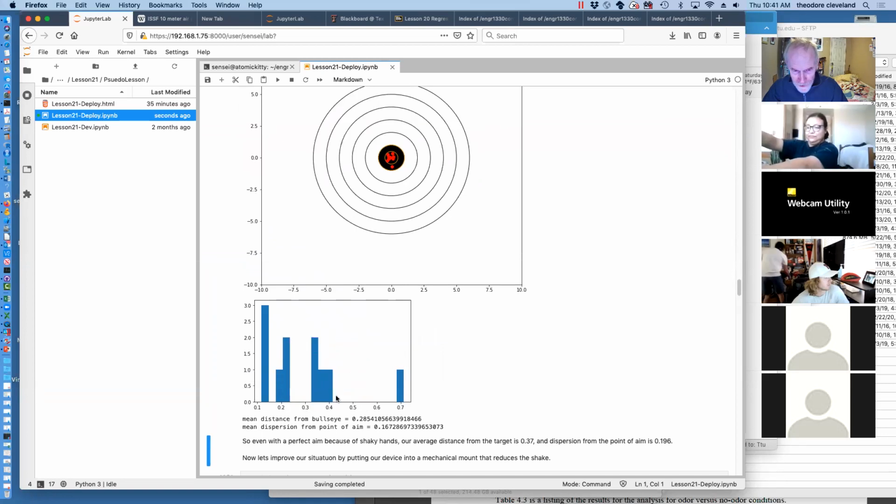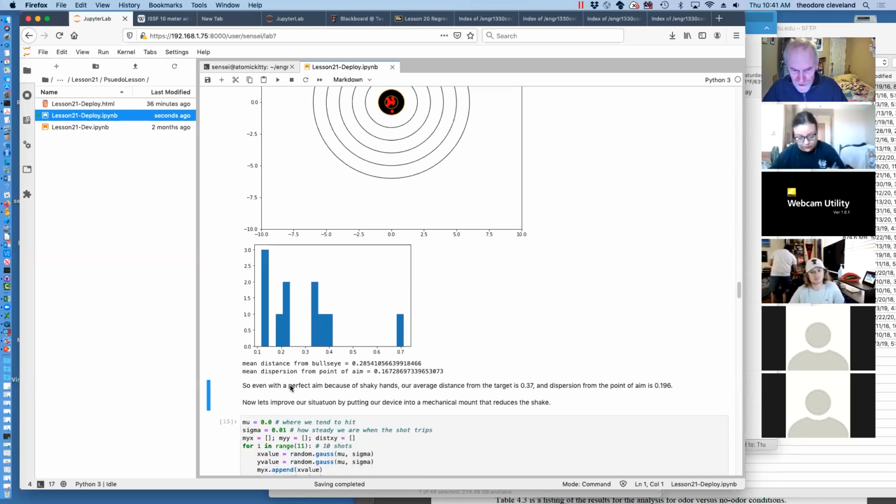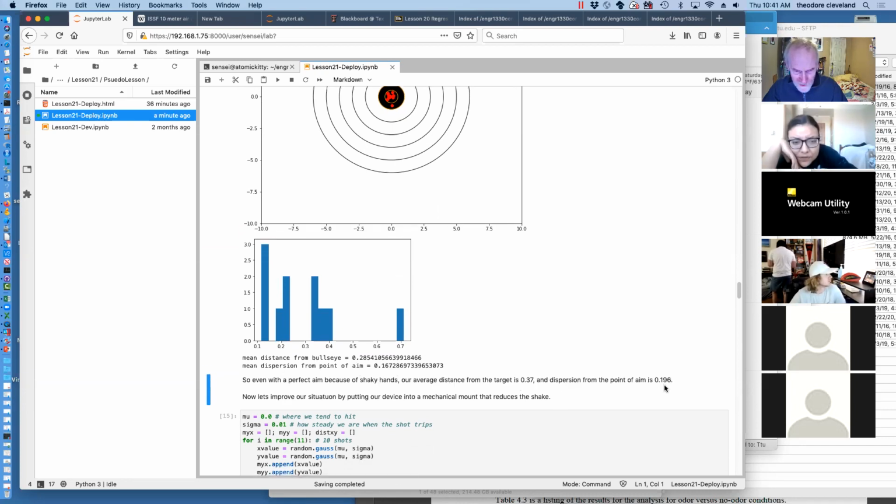And if we look at our residual histogram, most of our residuals are contained right here. A mean distance from our bullseye is 0.28. And we can look at another measure of the histogram called dispersion. Our mean dispersion from our point of aim is 0.16. So even with perfect aim, because we have shaky hands, our average distance from the target in that instance was 0.28, and our dispersion from that point of aim was 0.16.